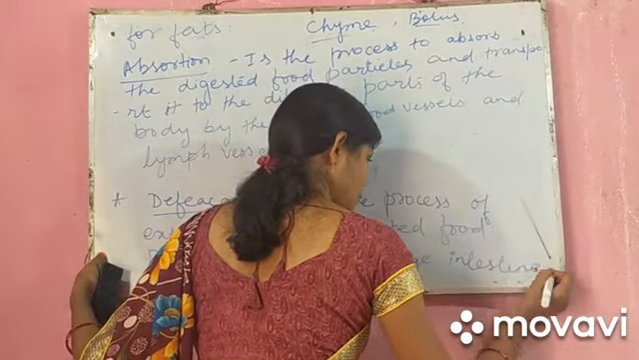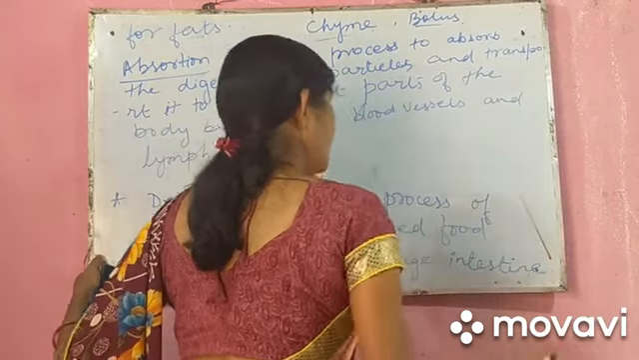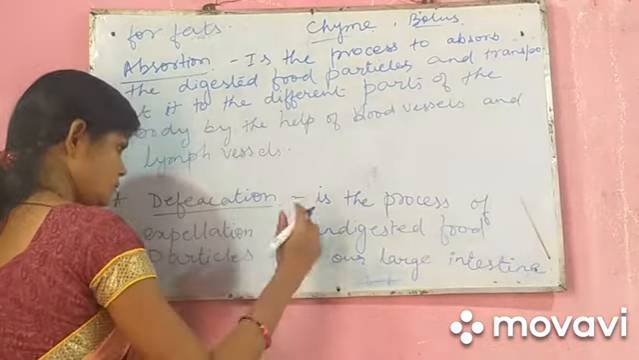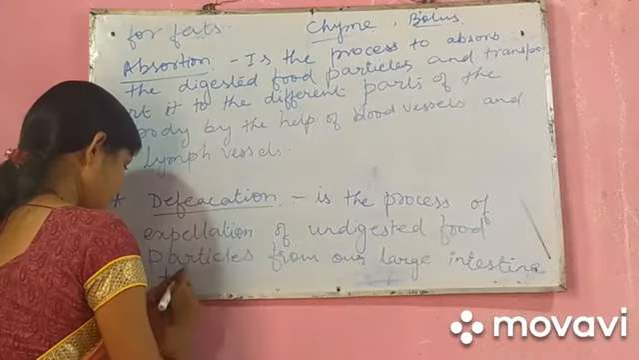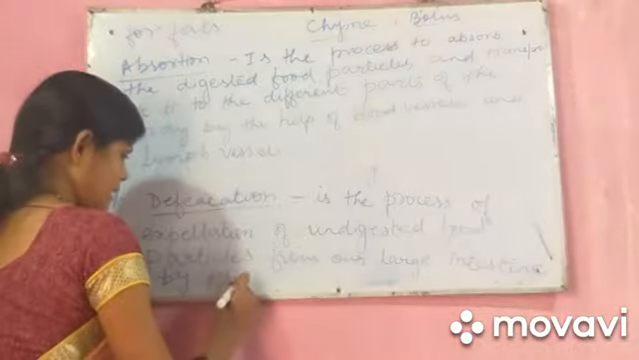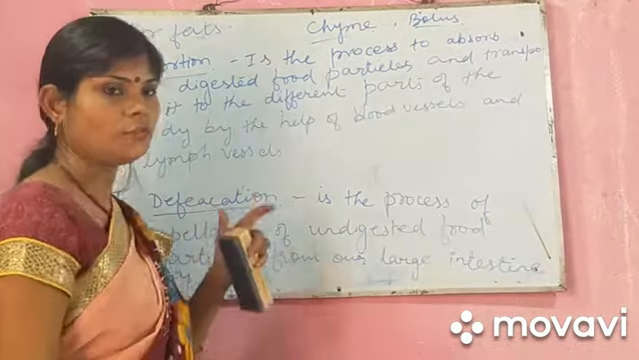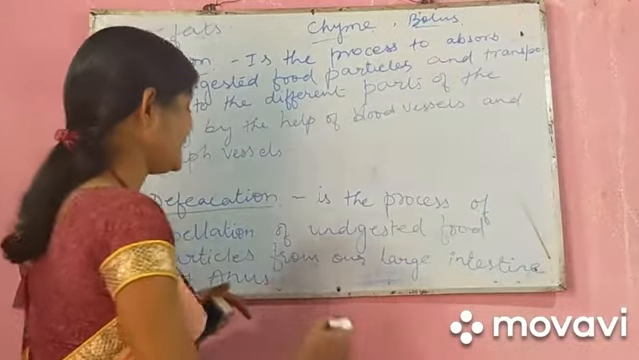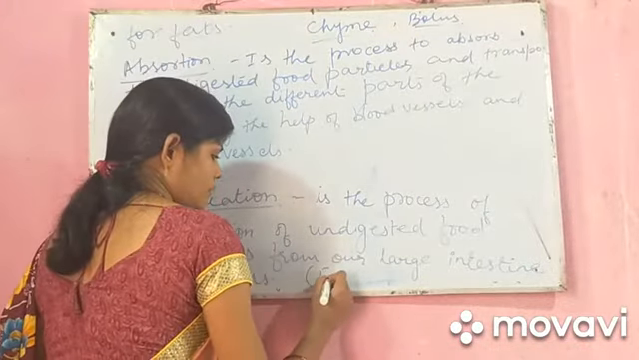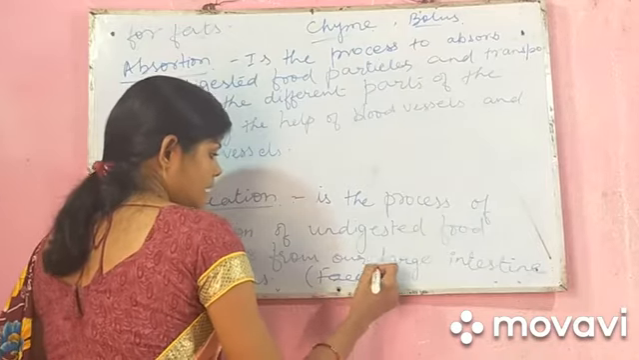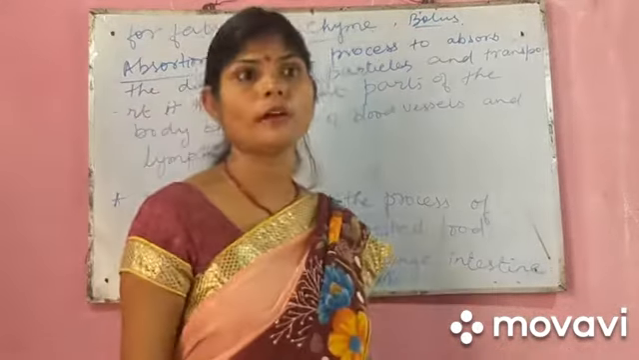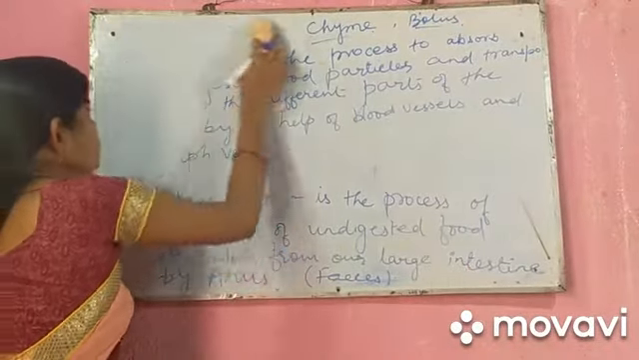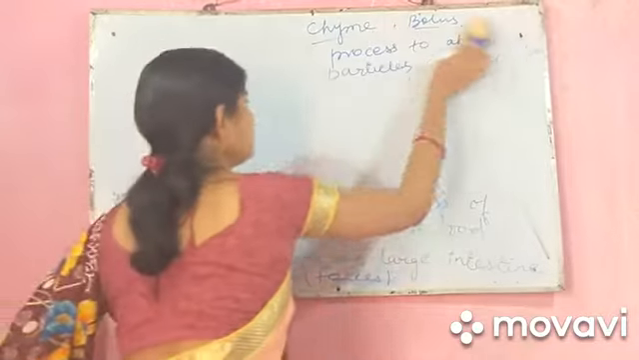Now the undigested food particle has to be thrown out, and this is through the help of the anus. So undigested food particle has to be thrown out from the body in the form of feces. This feces contains a large amount of carbohydrates and proteins. Now we got so many words over here.